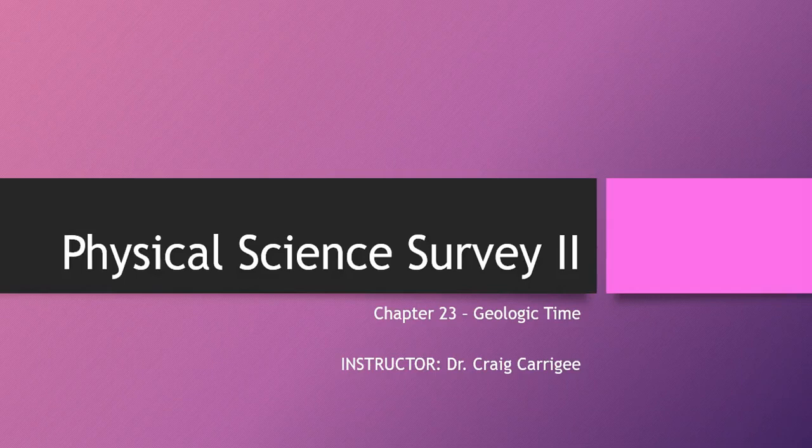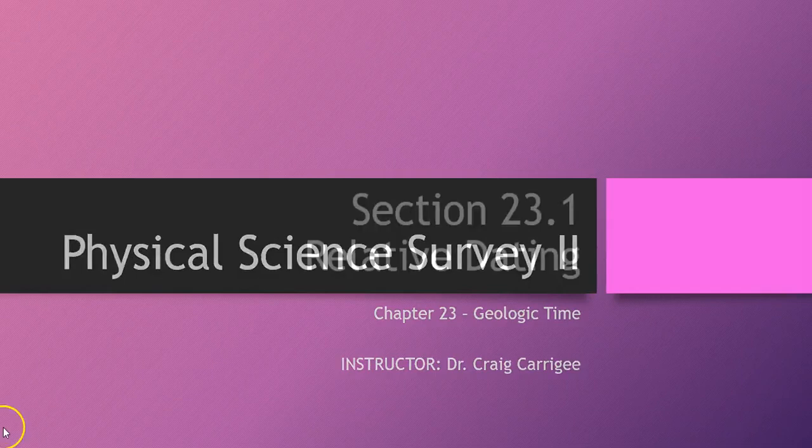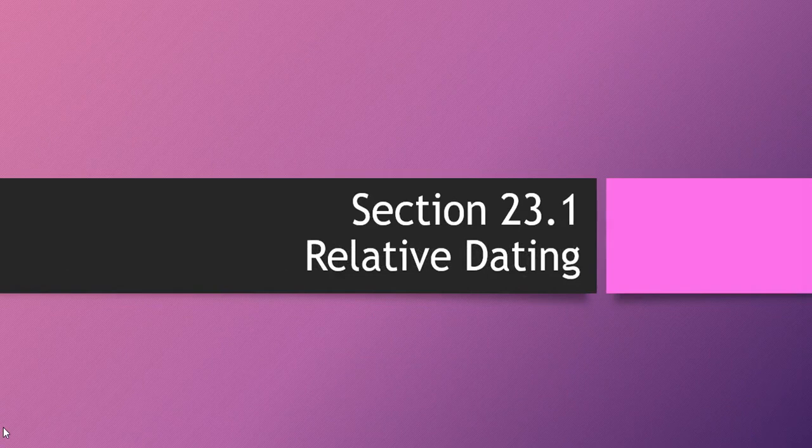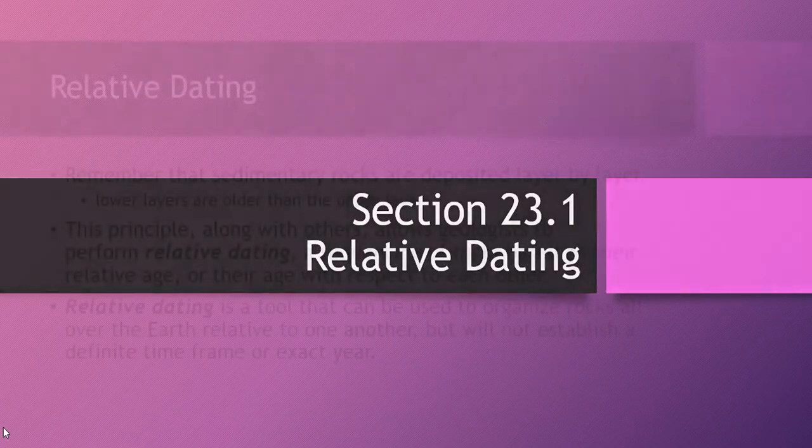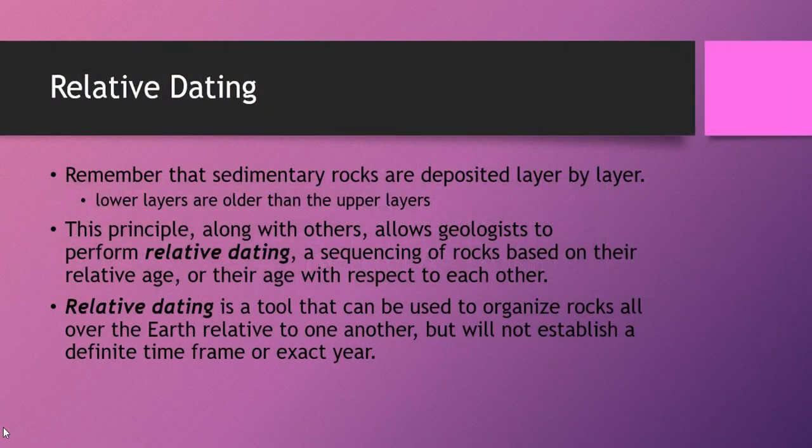Chapter 23, Geologic Time. Section 23.1, Relative Dating. So remember that when we talked about sedimentary rocks, they are deposited so that the sediments on the bottom are older than the sediments above. They deposit in layers.